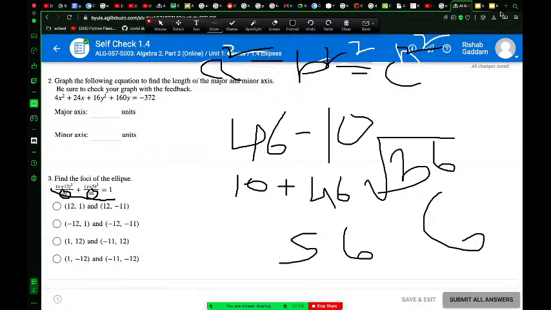Major focus line. Sorry, the major axis. Or the major whatever. Okay, so what we're trying to find is the vertices. Obviously it's negative 12, comma 1 and negative 12, negative 11.